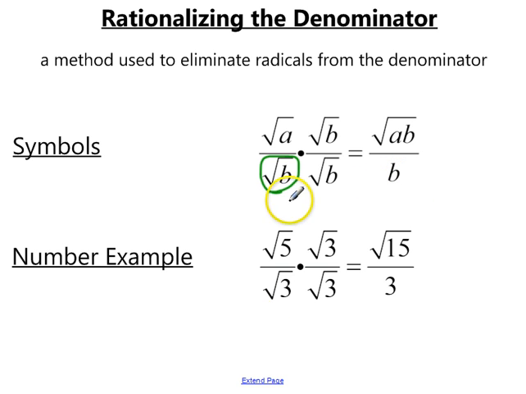So a number example, this is the one you're starting off with, the square root of 5 over the square root of 3. Multiply top and bottom by the square root of 3, so that square root of 5 times the square root of 3 equals square root of 15. And then on the bottom, the square root of 3 times the square root of 3 is 3. Now we've removed the radical from the denominator.